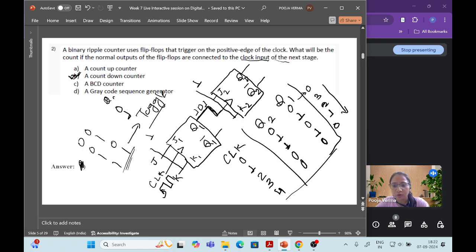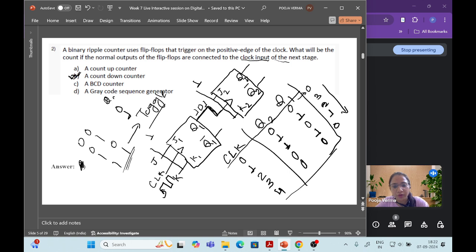Okay. So for example, I have taken the JK flip flop. I have put both the inputs at 1, and the normal output of the first flip-flop is connected to the next stage clock input. Okay, so initially all the outputs are 0 0, right? Q2 and Q1 are all 0 0.